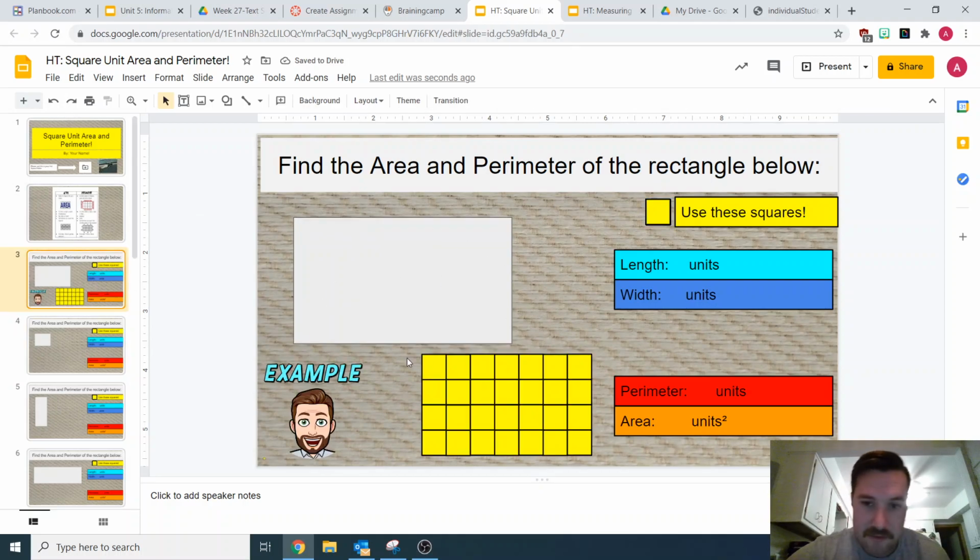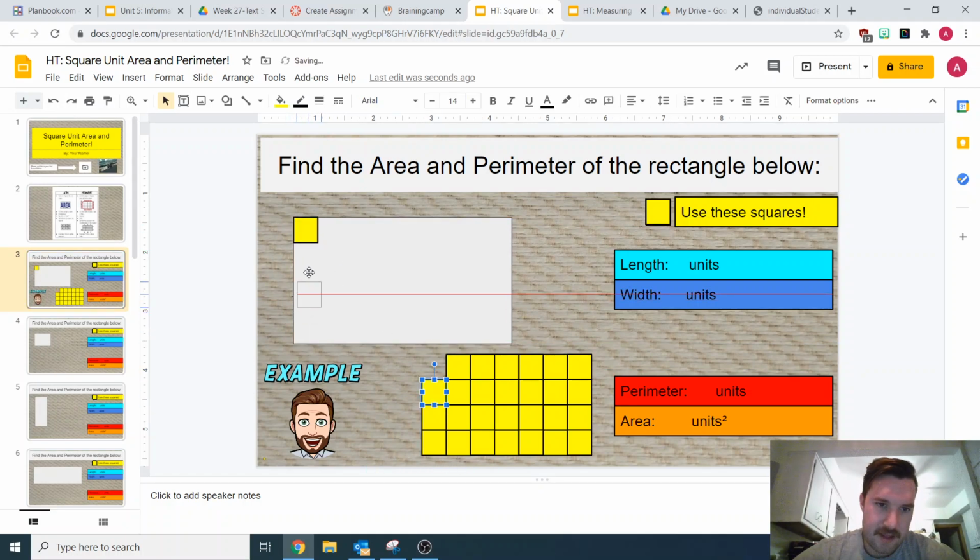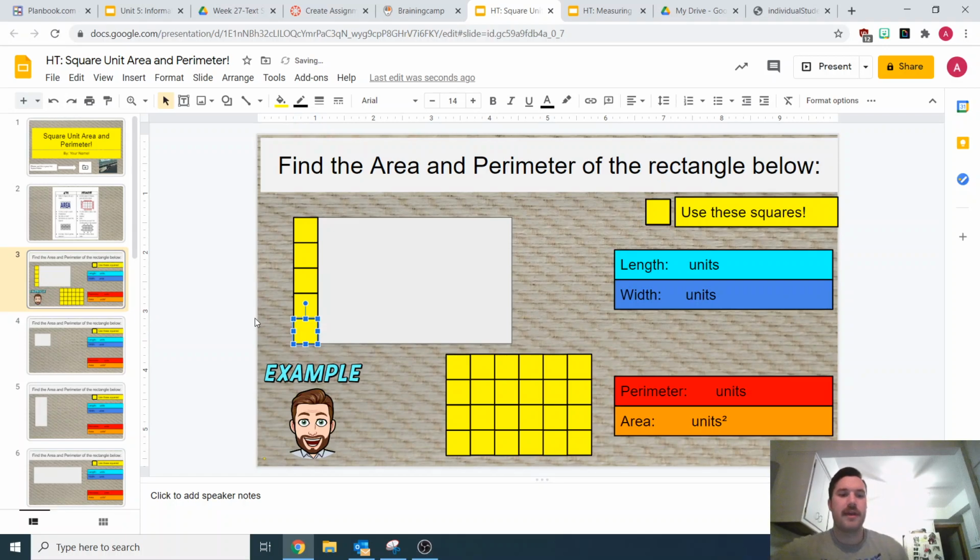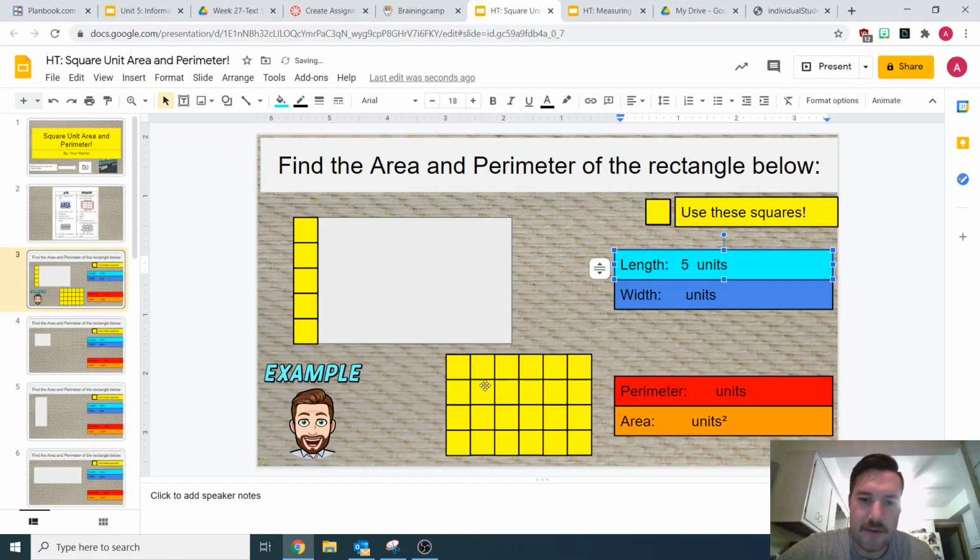What you're going to be doing here is finding the area and the perimeter. First, you're going to find the length. The length is from the top of the rectangle to the bottom of the rectangle. I know it's at least 1, 2, 3, maybe 4, 5. So far my length is 5, so I'm going to type that in here. Length is 5 units.